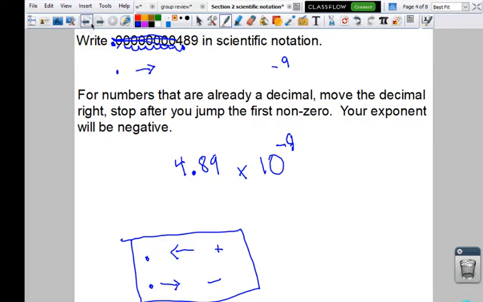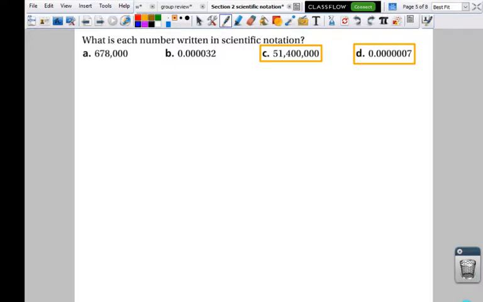So let's do one more like this, then I'll have you guys do one, and then we're going to skip the rest. So let's actually skip part A, and let's do part B.